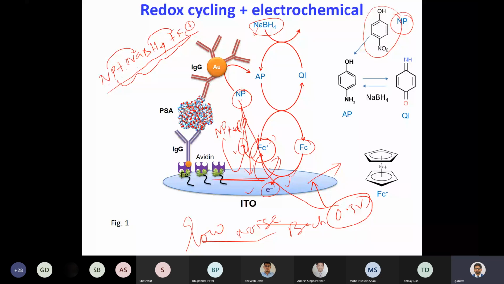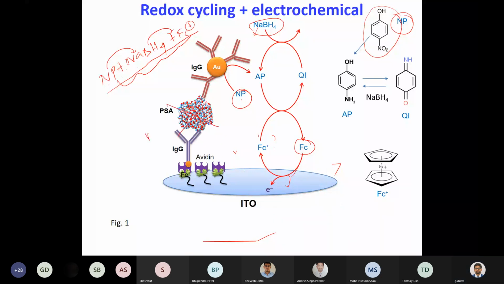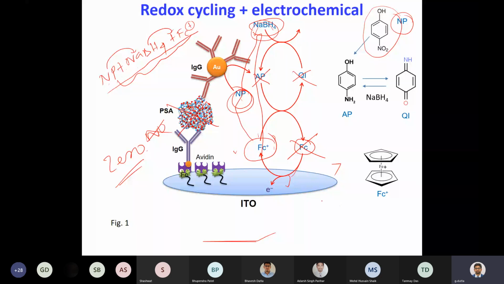Because if you don't have any target, it means 0. If it is 0, then there is no AP. If there is no AP, no QI, right? If this is not there, then no Fc, right? Guys, clear? Yes, sir. So it means only Fc plus, NP, and sodium borohydride will be there. And if they do not react with each other, then this is basically the background of this biosensor.